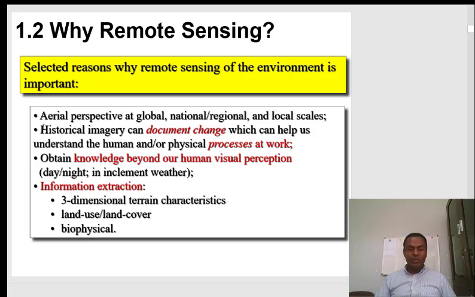The second reason why we learn remote sensing is that it gives you an advantage of documenting change. This change could be historical urban expansion, or historical land use and land cover condition of a certain area. That could be an agricultural landscape, an urban landscape, or a forest landscape. This is a very good advantage of remote sensing.